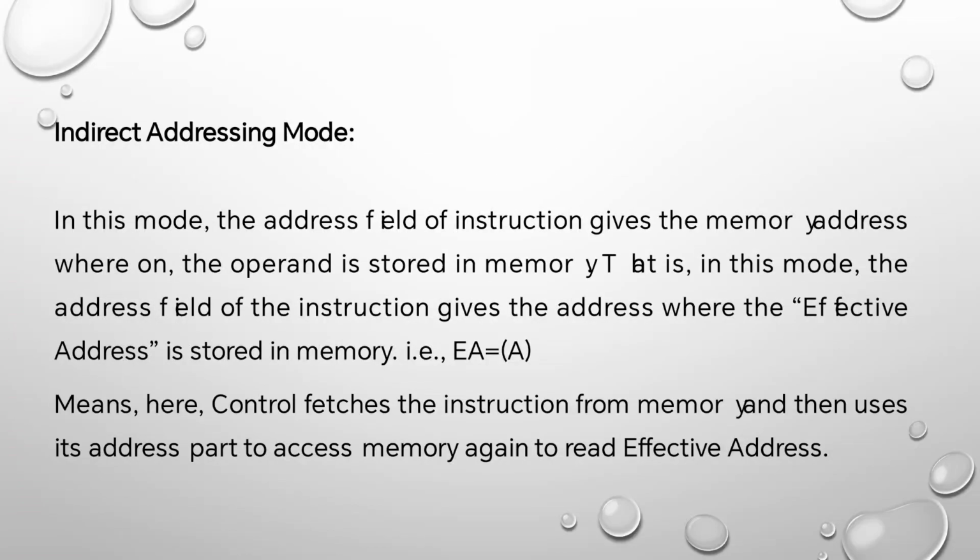Indirect addressing mode. In indirect addressing mode, the address field of the instruction gives the memory address where the operand's address is stored in memory. That is, in this mode, the address field of the instruction gives the address where the effective address is stored in memory. That is, effective address is equal to the content of A. Like this we can mention.